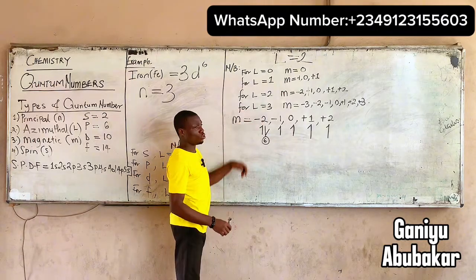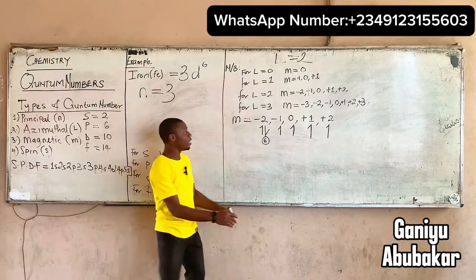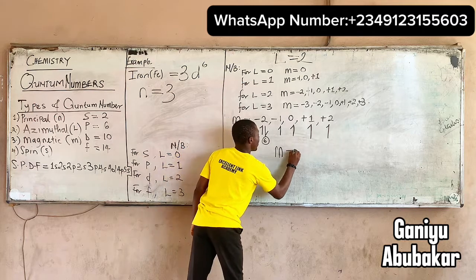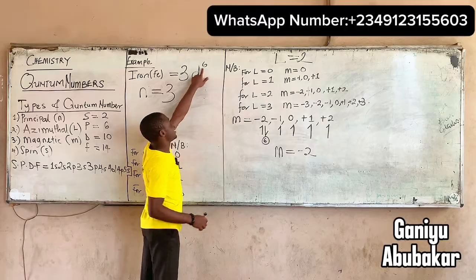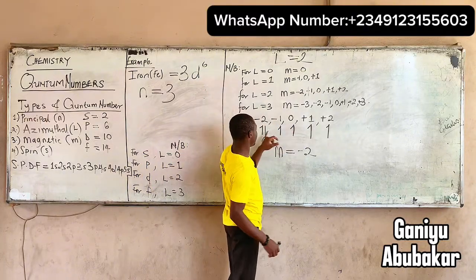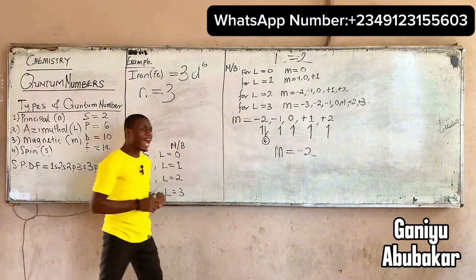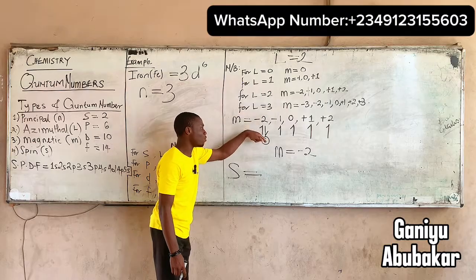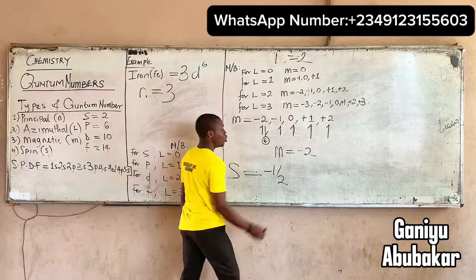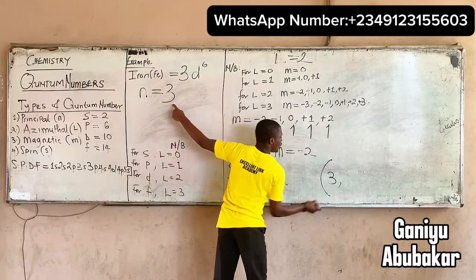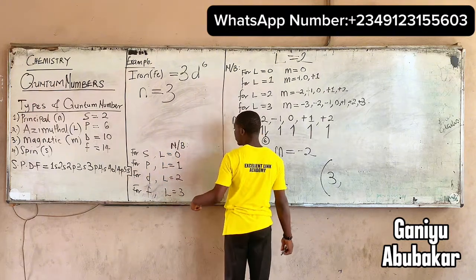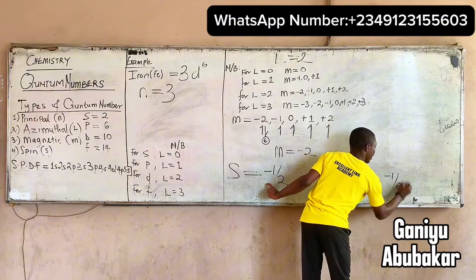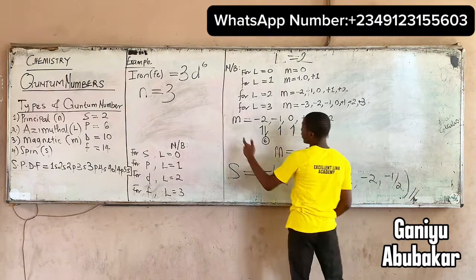Mind you, this arrow is facing downward. That's how you get your spin. But what's my magnetic here? Since the last arrow stopped at this position, minus 2, my magnetic is minus 2. We said there are 6 electrons. Distribute them: 1, 2, 3, 4, 5, 6. It stopped at this point, so my magnetic is minus 2. How do you get your spin? The last arrow, this 6th one, is facing up or down? Facing down, so negative half. So my answer becomes 3, 2, minus 2, comma, minus half. That becomes your answer to that particular question.